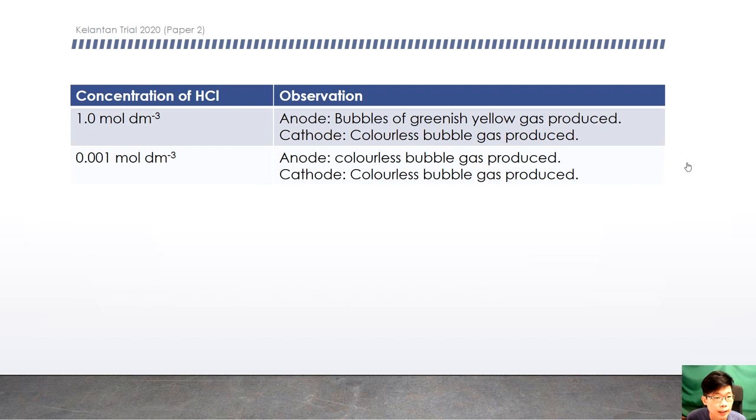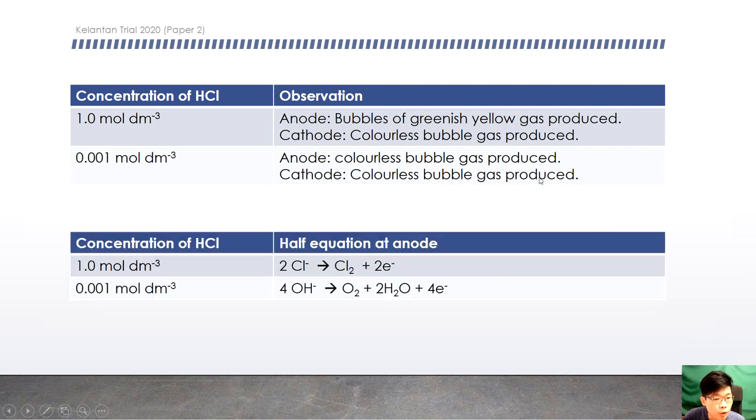Next, for the result, for concentration of hydrochloric acid 1.0 mole per cubic decimeter, the observation at the anode is that bubbles of greenish yellow gas are produced. At the cathode, colorless gas bubbles are produced. Then for dilute hydrochloric acid, at the anode, colorless gas bubbles are produced. The cathode is the same, colorless gas bubbles are produced.